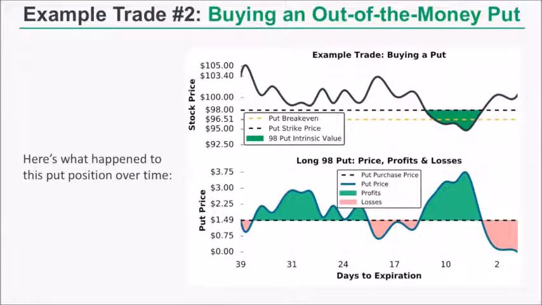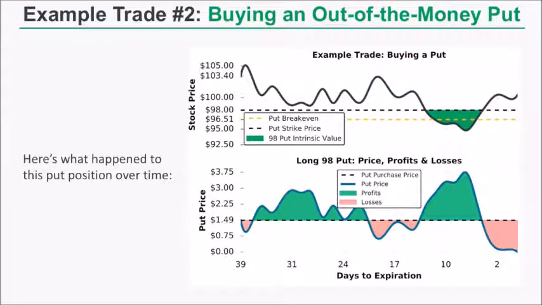Alright, so again, in the top part of the graph, we're looking at the changes in the stock price, the put break-even price, the put strike price, and any intrinsic value the put might have. In the bottom part of the graph, we're looking at the initial purchase price of the put, and the actual put price through time and any corresponding profits or losses for the put buyer.